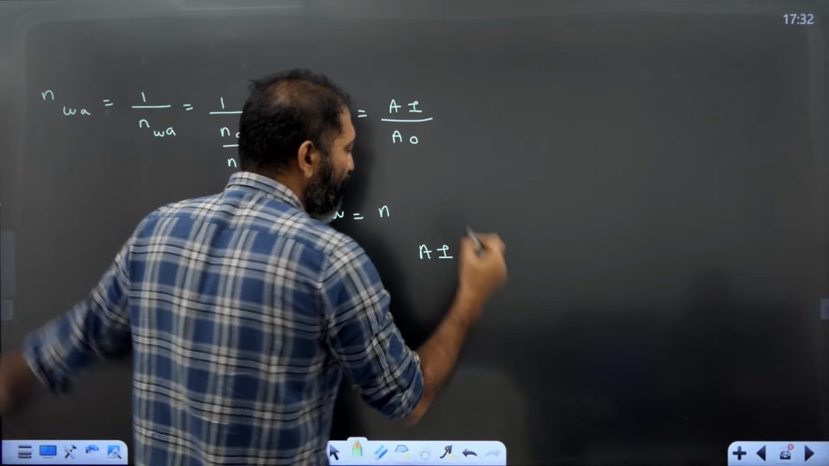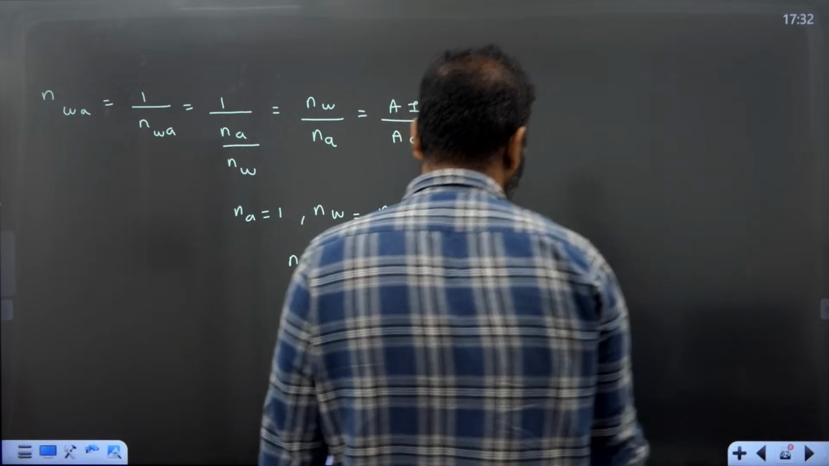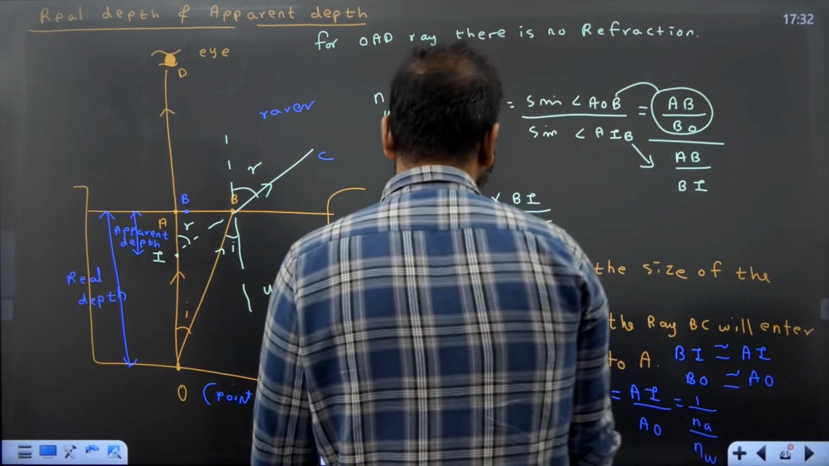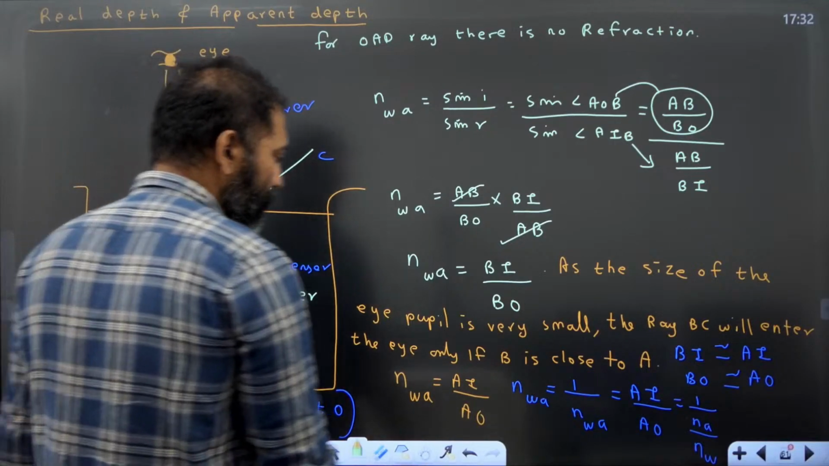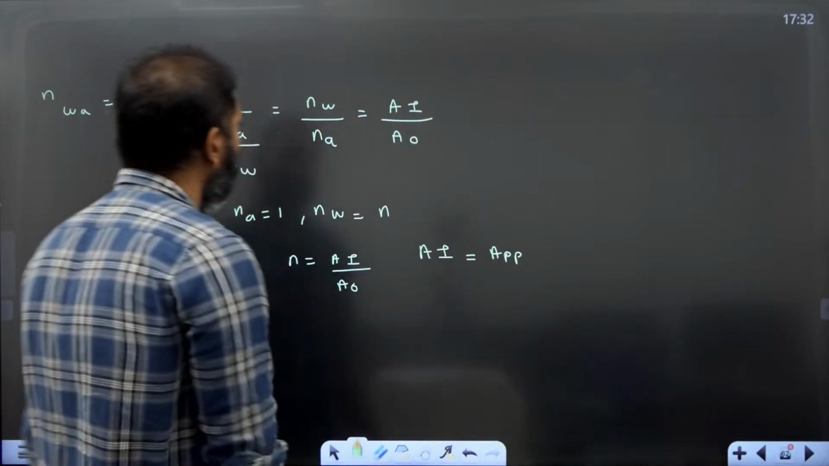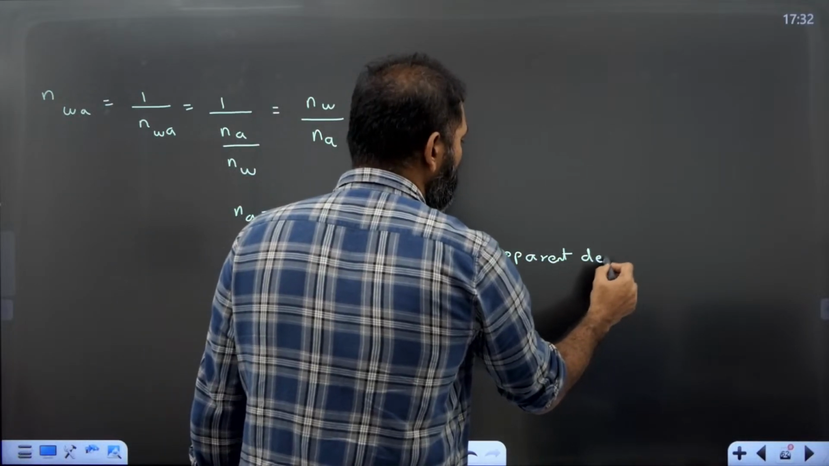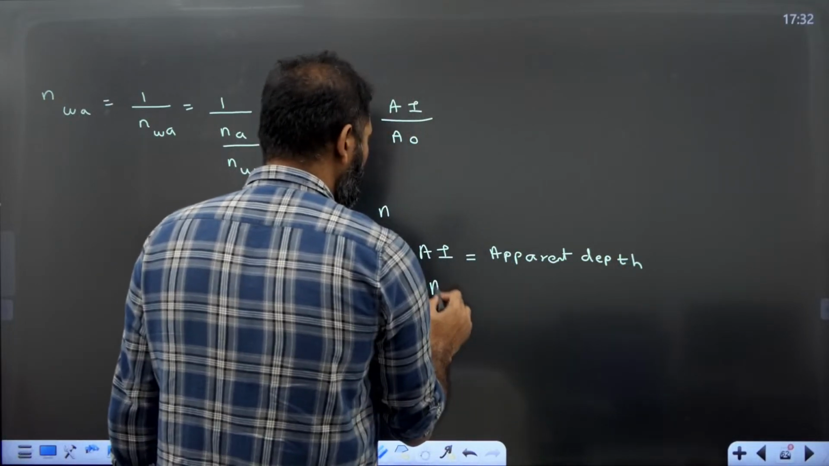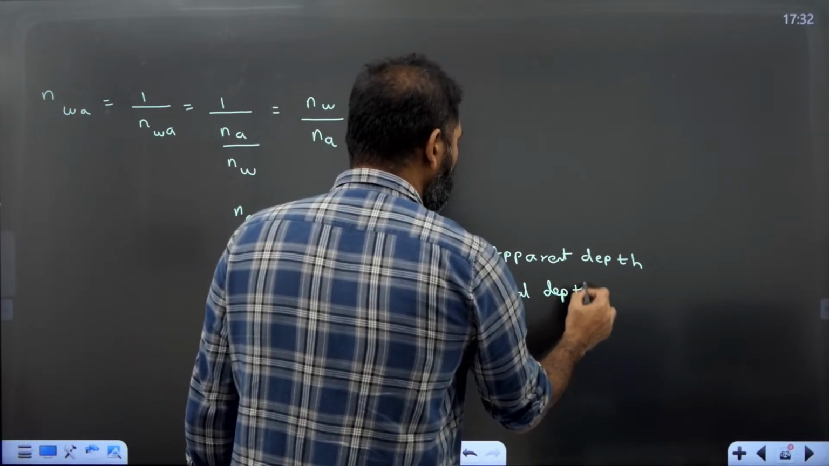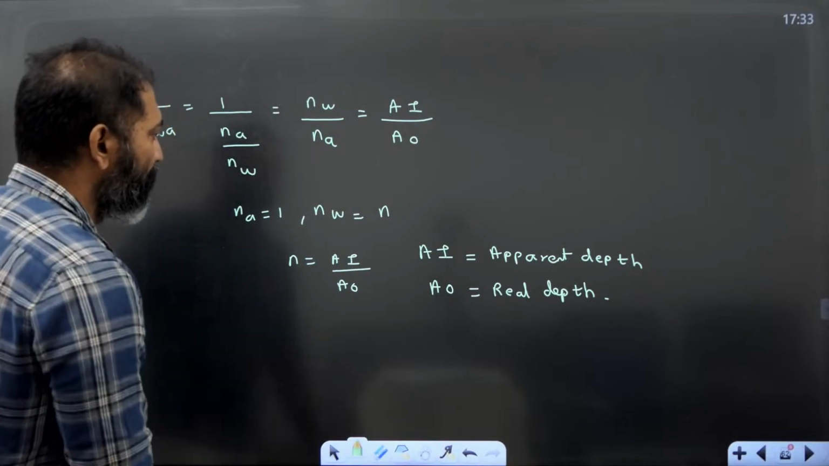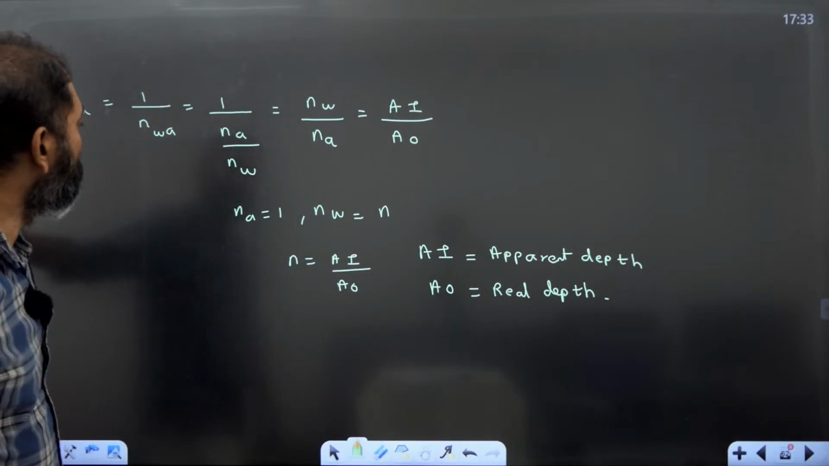What is AI? AI എന്താ, ഫിഗറിൽ നിന്ന് നമുക്കറിയാം, അപ്പാരന്റ് ഡെപ്ത്, അല്ലേ? AI എന്താ അപ്പാരന്റ് ഡെപ്ത്, AO എന്താ റിയൽ ഡെപ്ത്. ഡൗട്ട് ഉണ്ടോ? അപ്പൊ റിഫ്രാക്റ്റീവ് ഇൻഡെക്സ് ഈക്വൽ ടു എന്താ ഫോർമുല വരിക?